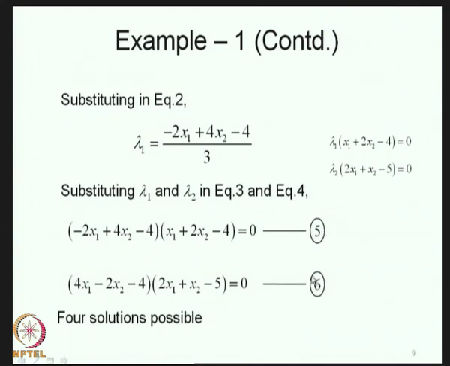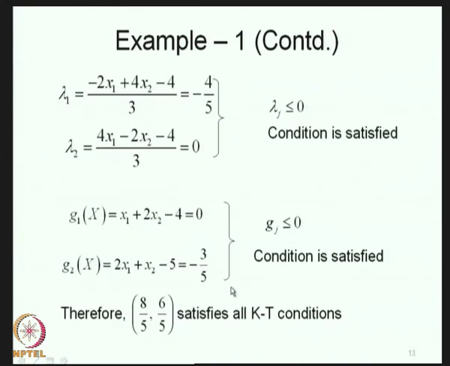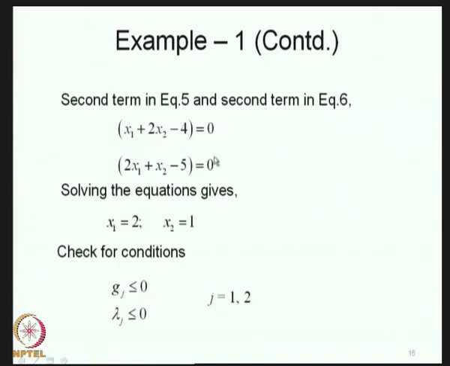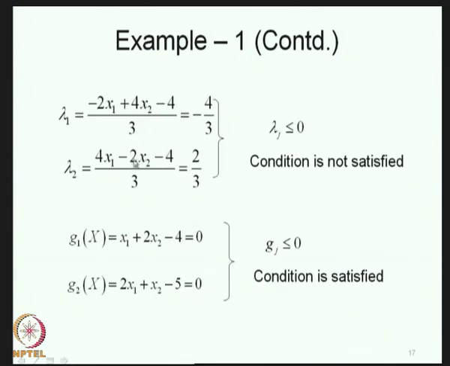These are the equations 5 and 6. Now, we take this equal to 0 and this equal to 0 and formulate the equations. Here we formulate the equations and obtain x 1 is equal to 2 and x 2 is equal to 1. Again we examine whether this point satisfies the other two conditions. We see that lambda j less than or equal to 0 is not satisfied, whereas g j of x less than or equal to 0 is satisfied. So, one of the conditions is violated and therefore, this point does not correspond to a stationary point.